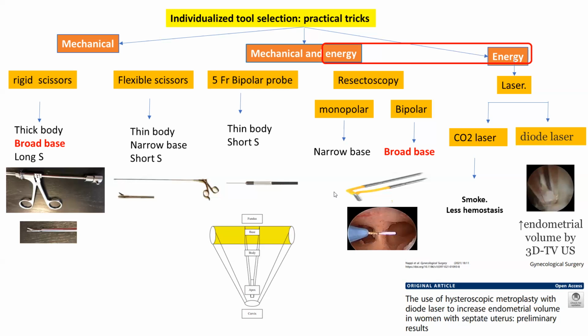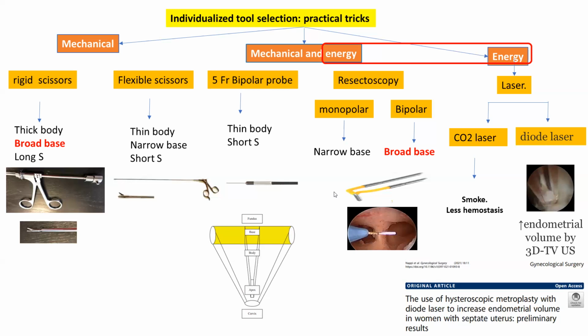You can use mechanical and energy, putting in mind that this tool has the disadvantages of energy and mechanical trauma or cutting of the septum. And here comes the resectoscope or the bipolar probe used in office setting: a 5 French bipolar probe for thin and short septum, but the resectoscope for thick septum, long septum, and for broad base or narrow base.